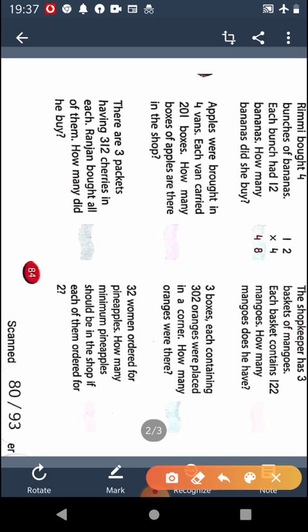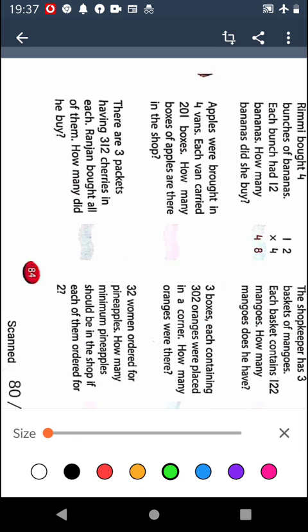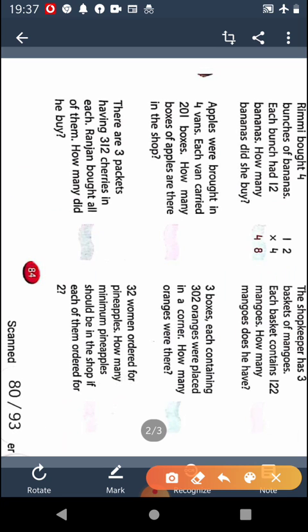There are 3 packets having 312 cherries in each. Ranjan bought all of them. How many did he buy? How many packets are there? There are 3 packets. And how many cherries are there in each packet? There are 312 cherries in each.